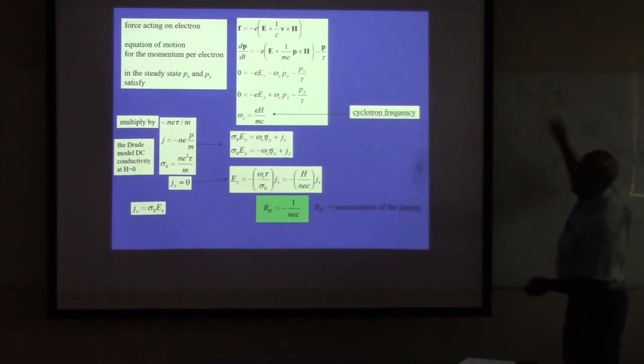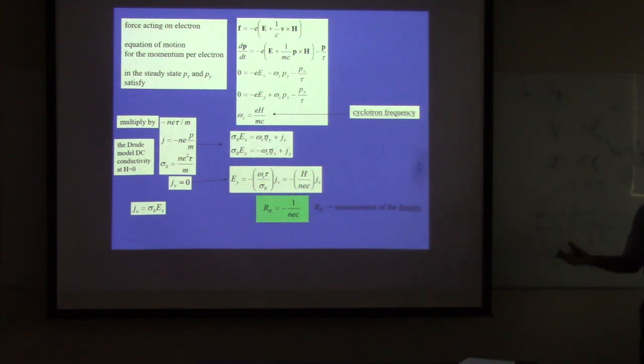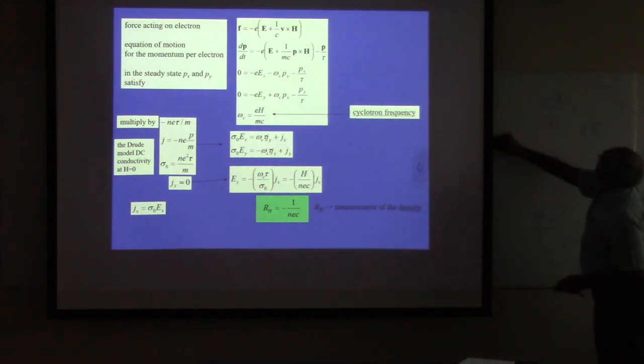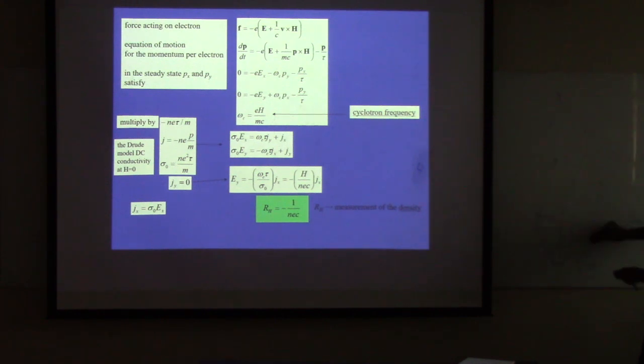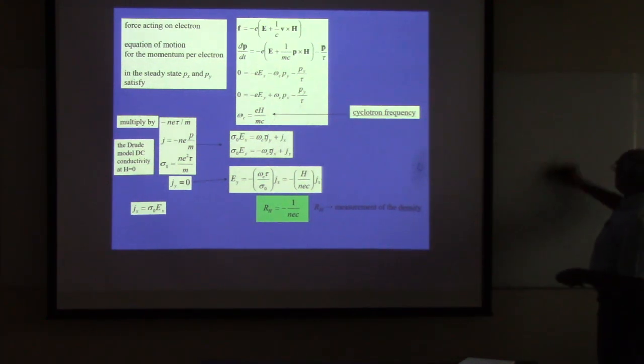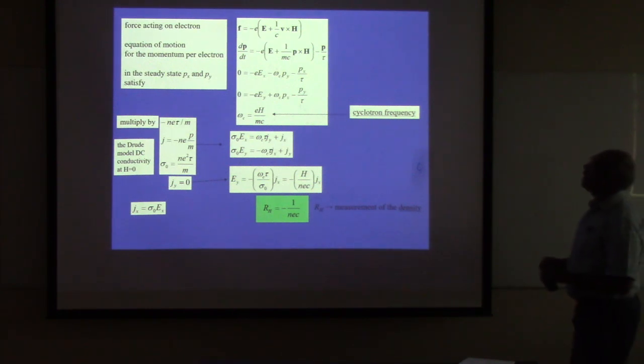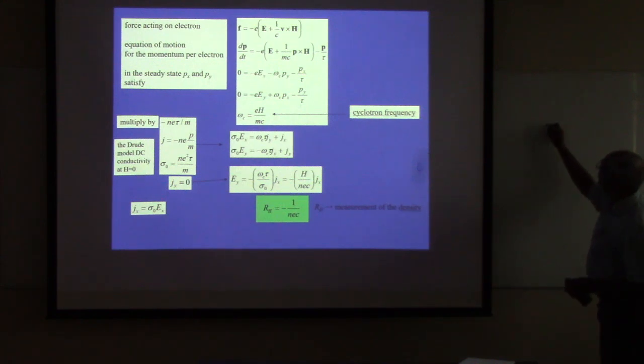So rho xy is basically the whole resistance, right? Because you're measuring in the y direction. Is that clear for everybody? These are some details you usually don't get to see. So here I am doing a very general case. Suppose I have an electric field and a magnetic field, then I can write my total force.